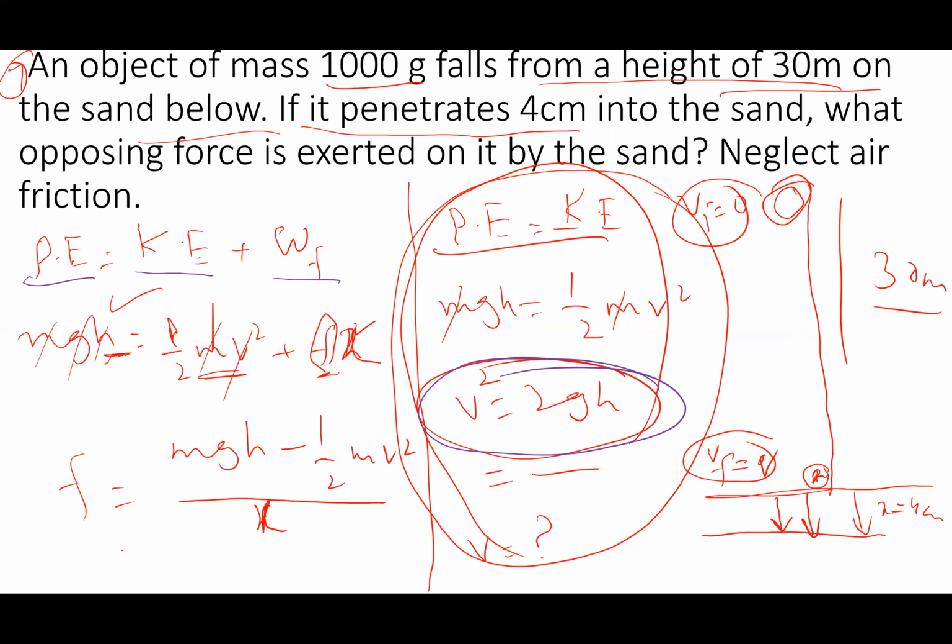Then loss in potential energy is equal to gain in kinetic energy and work done. What opposing force is required? By putting in the values, potential energy mgh is equal to half mv squared plus F dot x. You will find the value of air friction by using this equation.